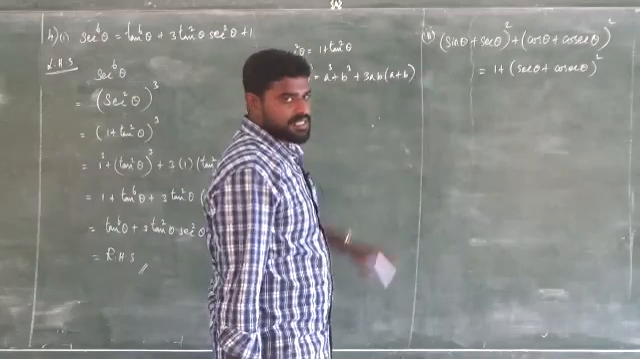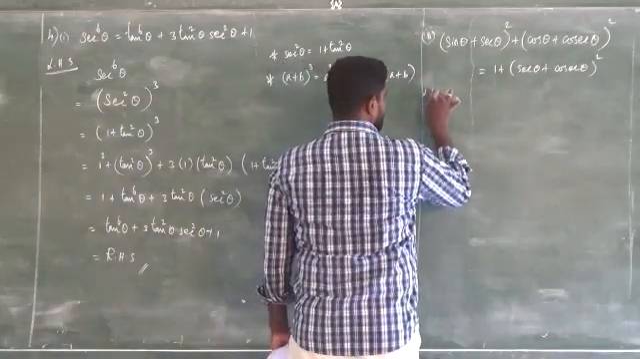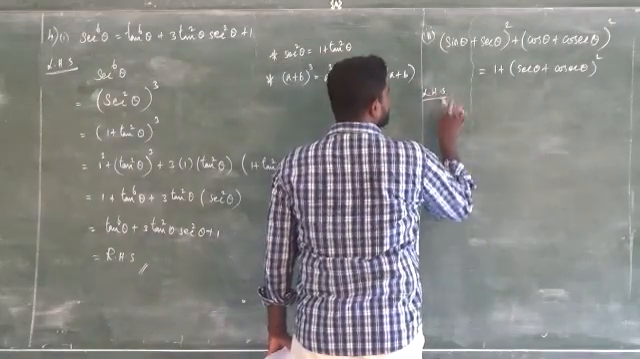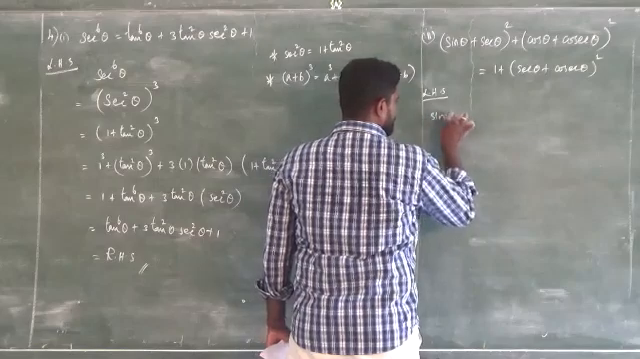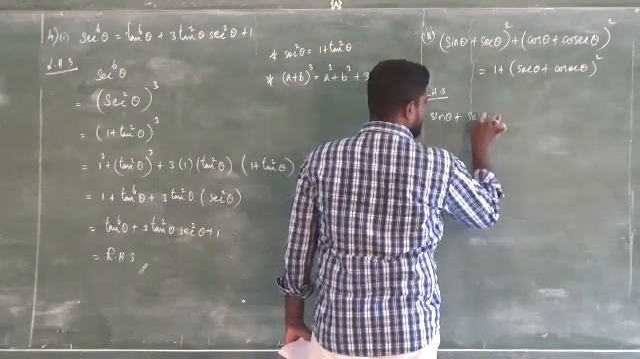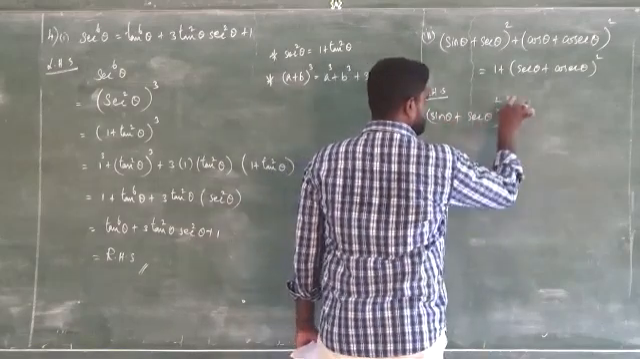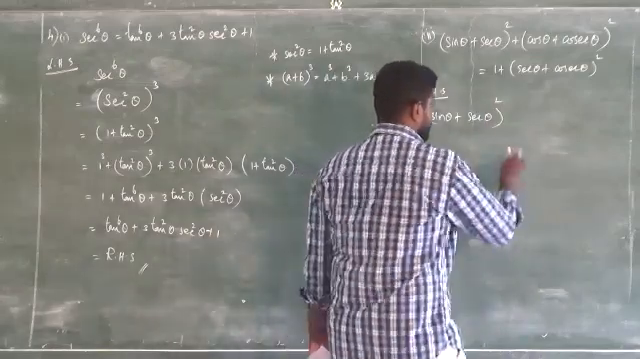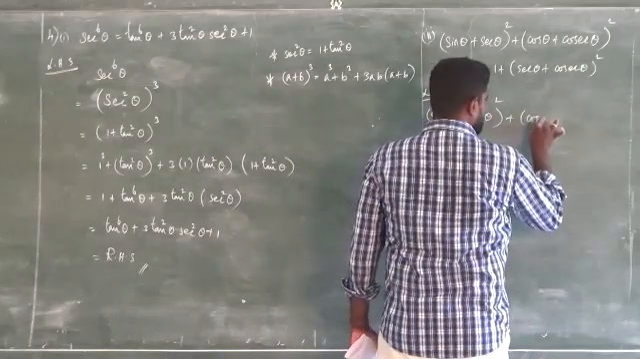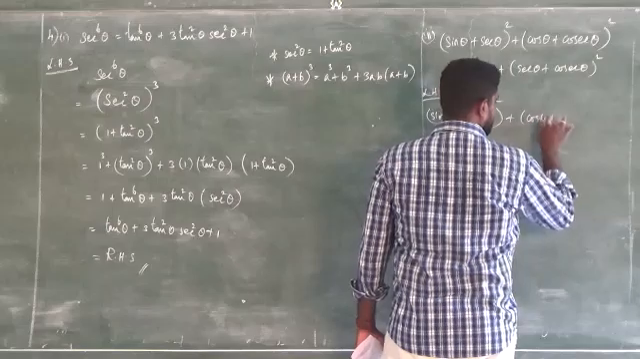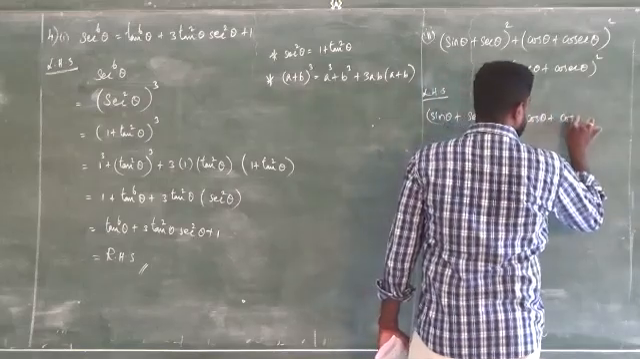So here LHS is sin theta plus secant theta whole square plus cos theta plus cosecant theta whole square.